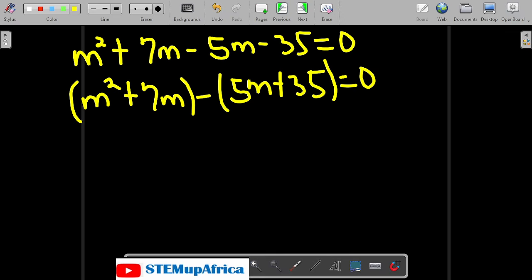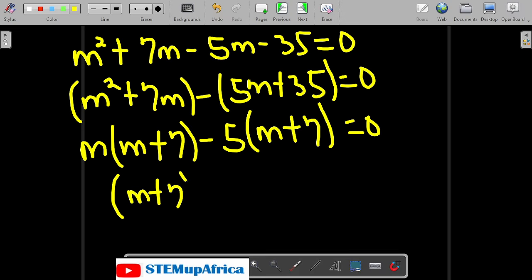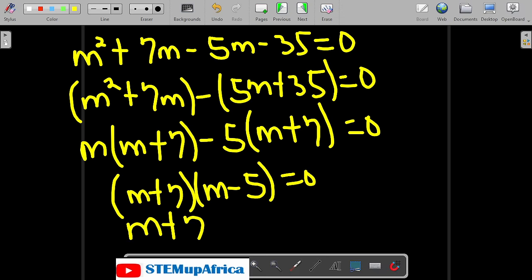What is common from the first bracket is m, so I'm having m plus 7. In the second bracket, 5 is common, so I'm having m plus 7 equals 0. We take the bracket as 1, m plus 7, and those outside the brackets, m minus 5, as 0. So I'm having m plus 7 equals 0, or m minus 5 equals 0.